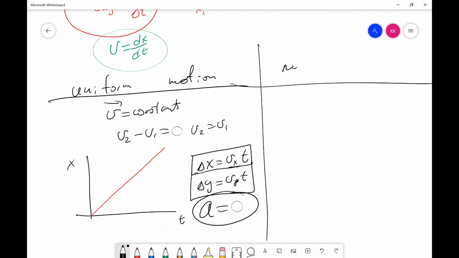Then we looked at non-uniform motion, which basically tells us there is acceleration. So average acceleration equals delta v over delta t, because now delta v is not 0 anymore. And we can say there's also an instantaneous acceleration, which is dv/dt. But since v is dx/dt, then you can say acceleration is also d squared x over dt squared.